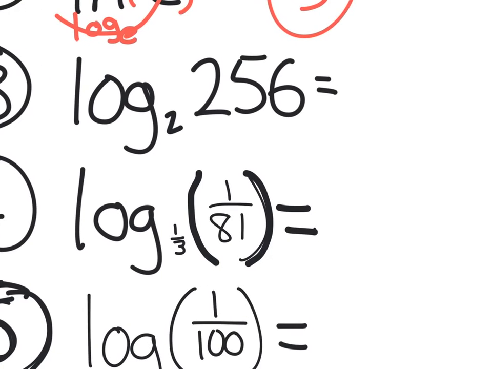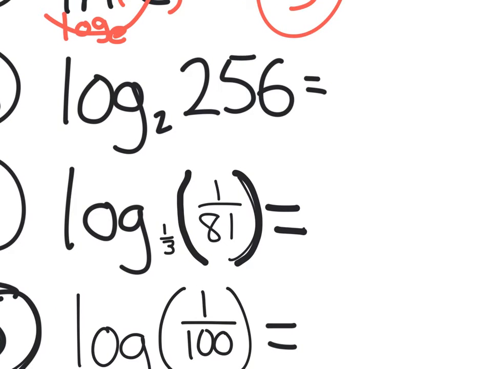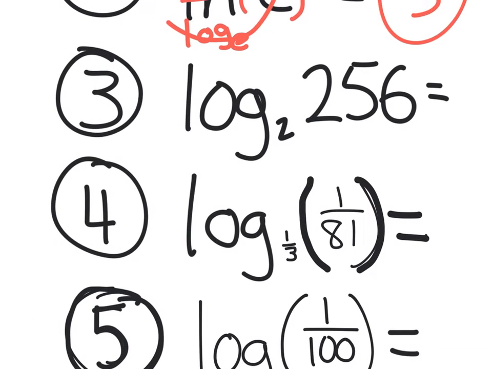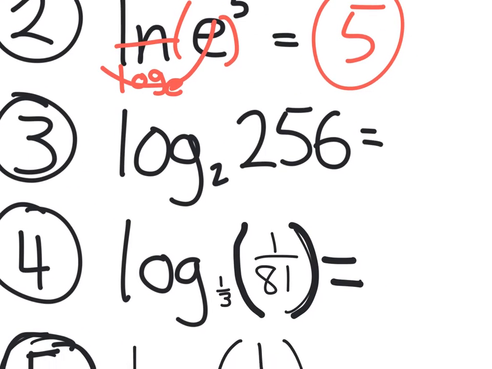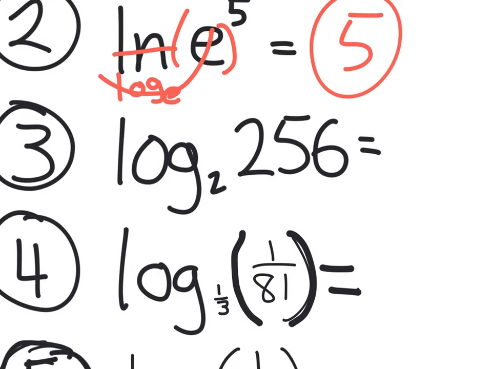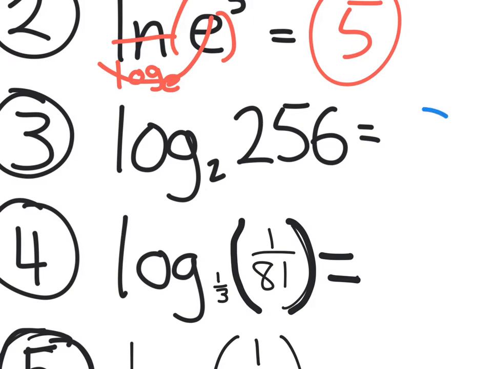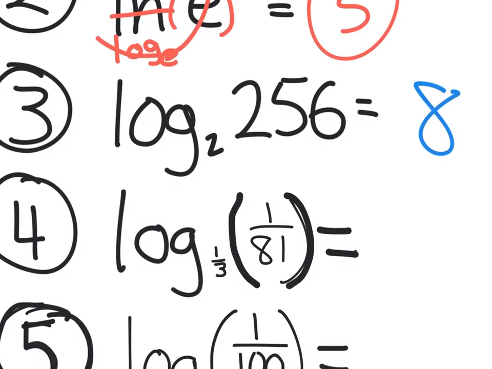Number 3, what's the answer going to be? 8. And if I asked you why is the answer 8, what would you say? Because 2 to the 8th power is 256. Okay, how about number 4?